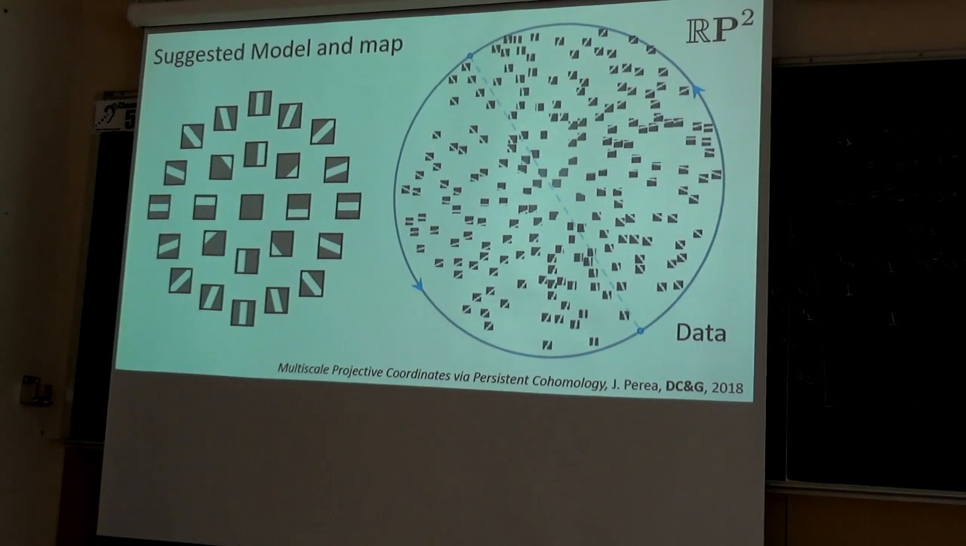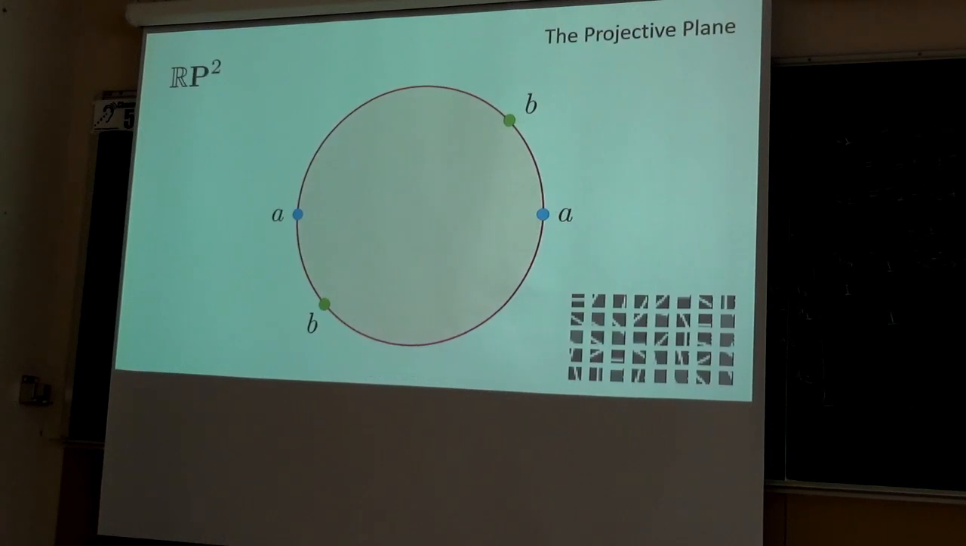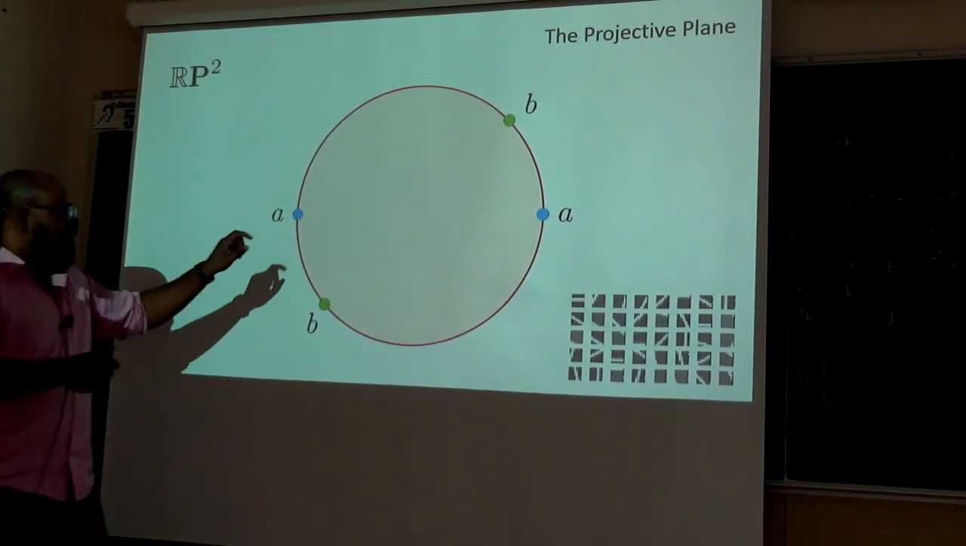Okay? Wait, what do you mean by that? Exactly what I said. We're going to take RP2 and we're going to compute its homology. Could you please explain RP2 again? Yes, of course. RP2 is the space that you get by taking a disk and then taking the points in the boundary and pasting them together if they are antipodal.